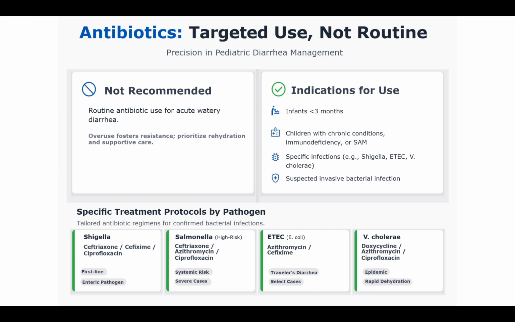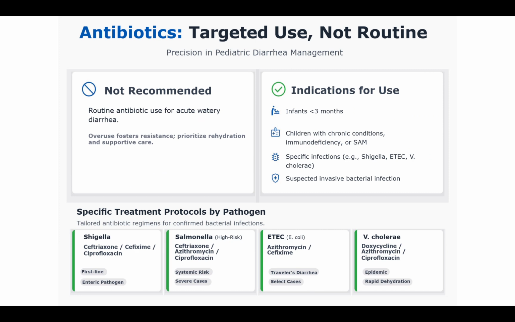It is a crucial point to understand that routine antibiotic use is generally not recommended for the treatment of acute watery diarrhea. Most cases are viral and self-limiting, and unnecessary antibiotic use contributes to antimicrobial resistance. However, there are specific indications where the use of antibiotics is justified and beneficial.